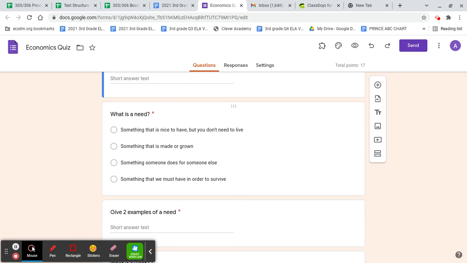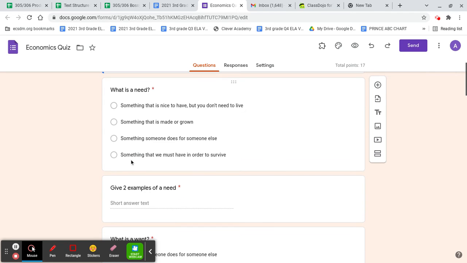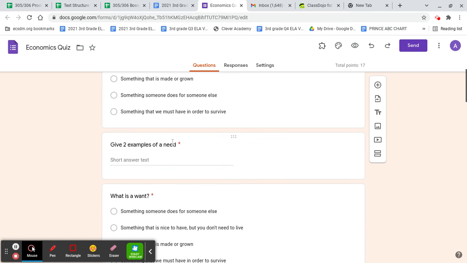Something that is nice to have, but you don't need to live. Something that is made or grown. Something someone does for someone else, or something that we must have in order to survive. Then you're going to give 2 examples of a need in the box below.